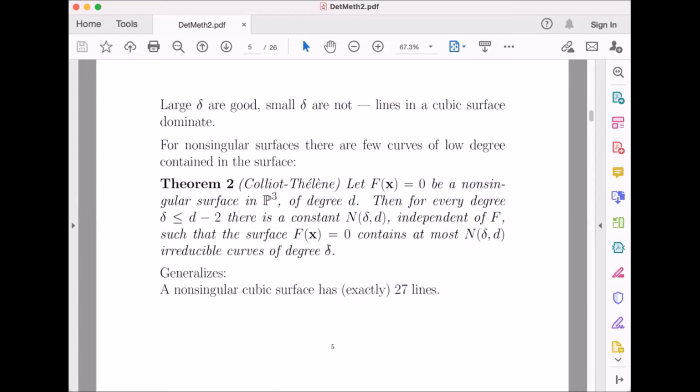But if this was a quartic surface, there will be a bounded number of lines and a bounded number of conics, degree 2 curves. And similarly for higher degrees. This does not happen if delta is equal to d minus 1, so a cubic surface contains infinitely many quadric curves. Similarly, a quartic surface can contain infinitely many cubic curves, but only a bounded number of low degree curves.